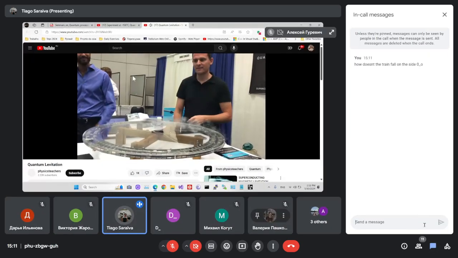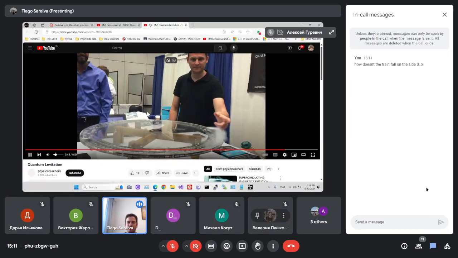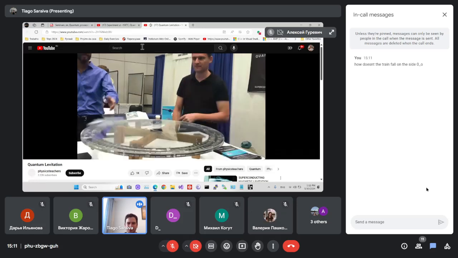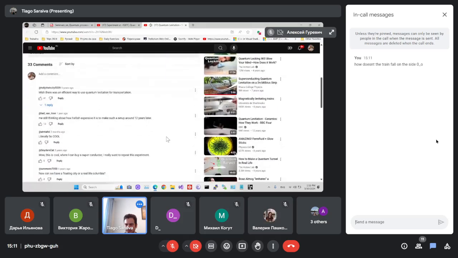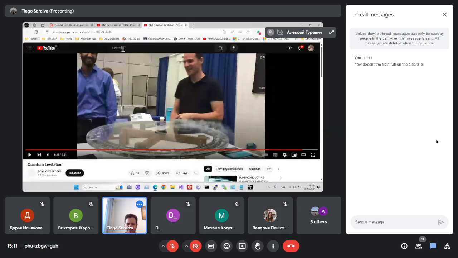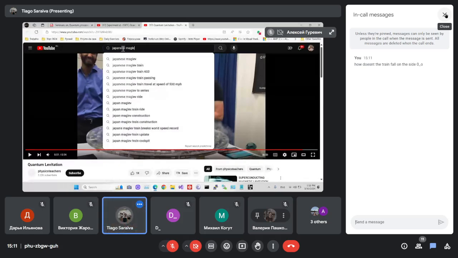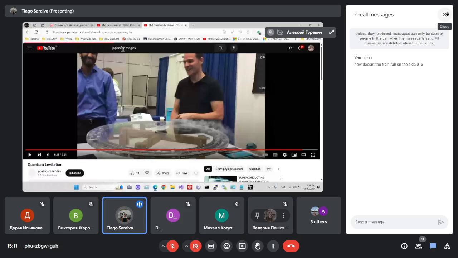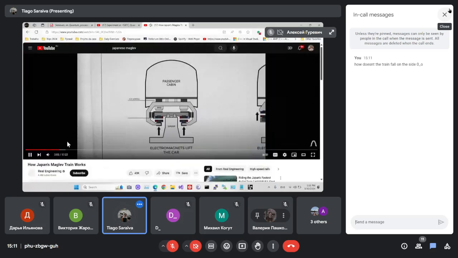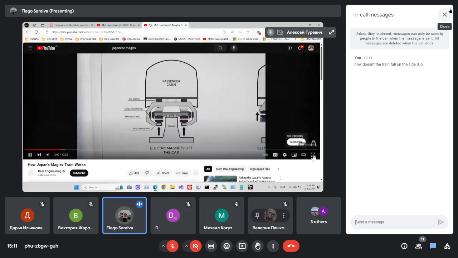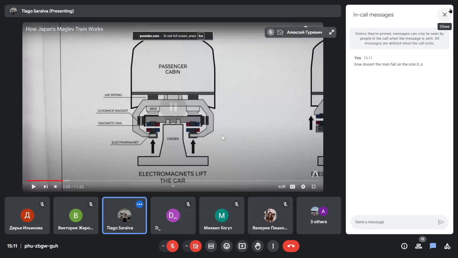But actually, in the superconducting train, it is way more complicated. I think there is a video on YouTube about this. It's the Japanese maglev. I think in the video for the Japanese maglev, they have this train here, with all these details. There is the guide magnet. It's some kind of trap they built.